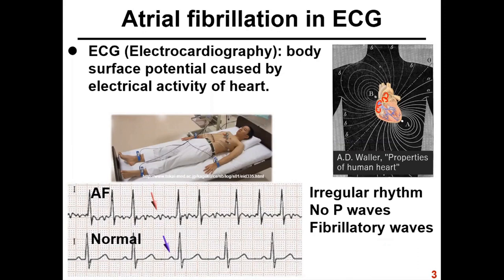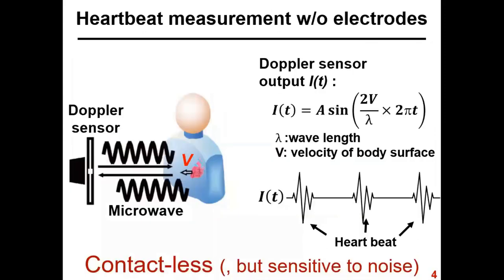ECG is well known and widely used in clinical use. However, the ECG has a disadvantage because it requires direct skin contact of electrodes. It is a major problem to realize long-term measurements, especially at home. And to overcome this issue, we tried to detect AF by using a microwave Doppler sensor.